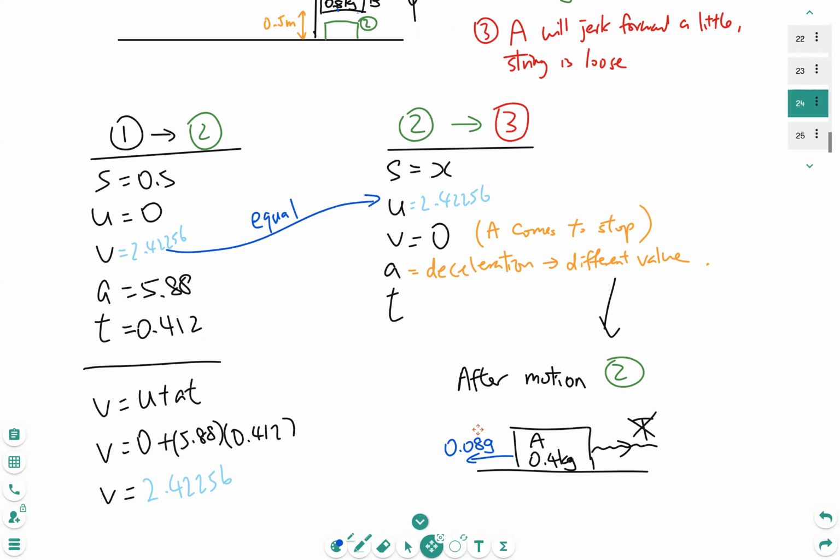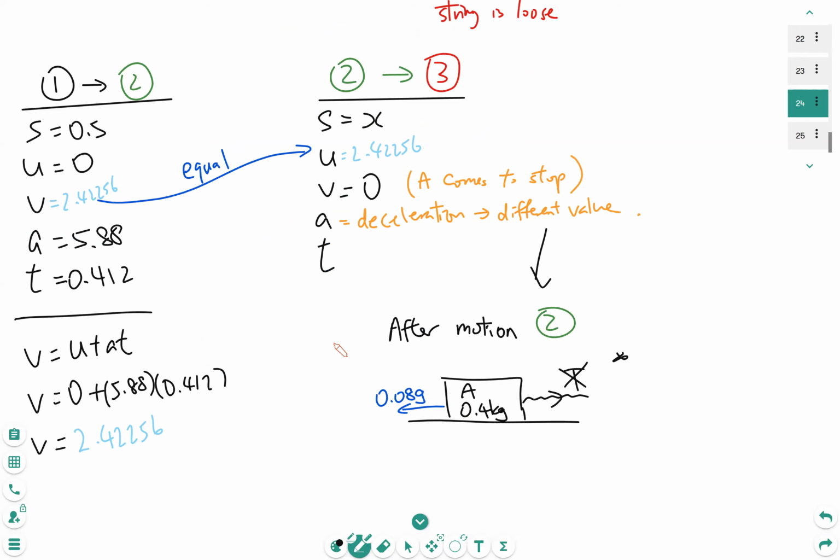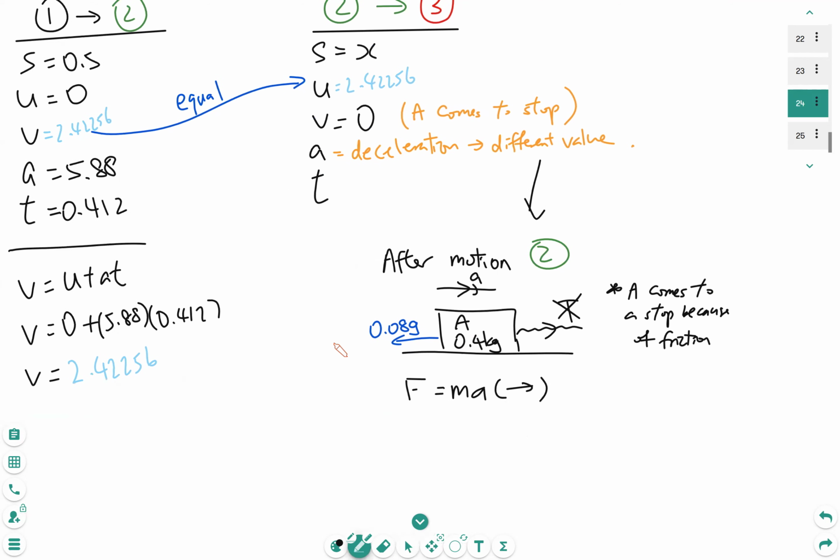So you can write in here: A comes to a stop because of friction. Let's use F equals ma. Which way is the particle moving? It's still moving to the right. So the resultant force will be negative 0.08 g. It's negative because the force is pointing to the left, against the motion. It equals the mass 0.4 times the acceleration.